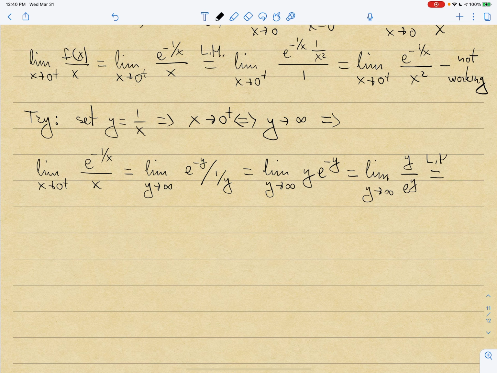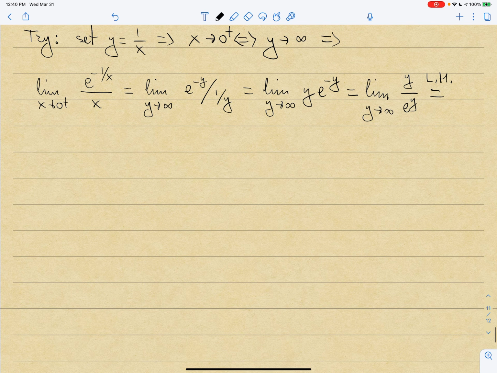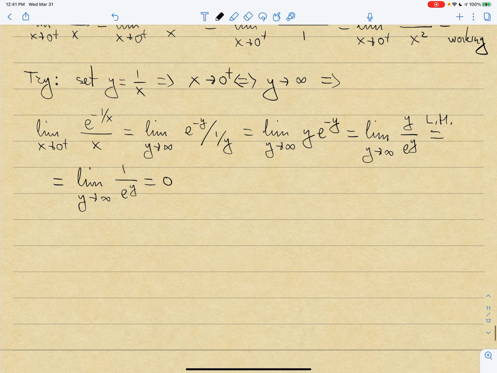And if I do this, then what am I going to get? I'm going to get a limit as y approaches infinity of 1 over e to the y, right? Because now I'm taking derivatives with respect to y. And of course that is equal to 0. And so by doing this trick, and then using L'Hopital's rule, I can find what the limit is. So it is 0. And so therefore, this limit is 0.